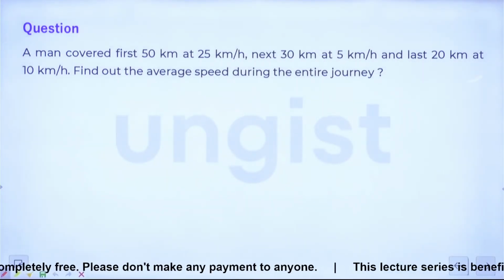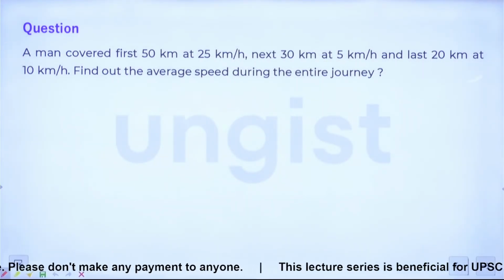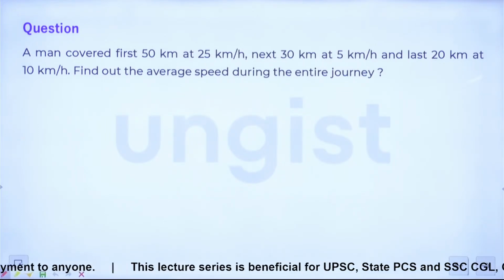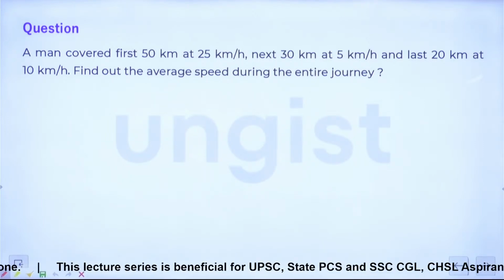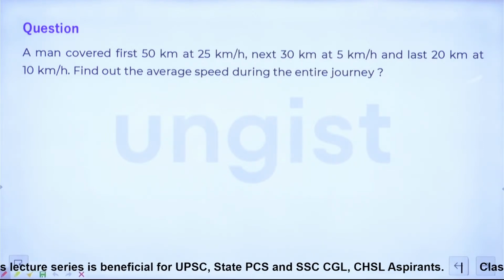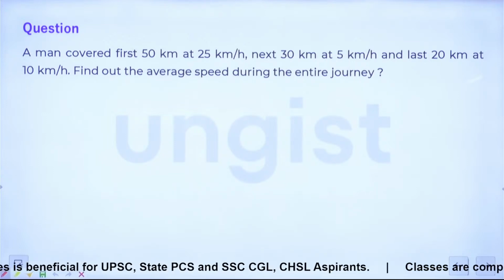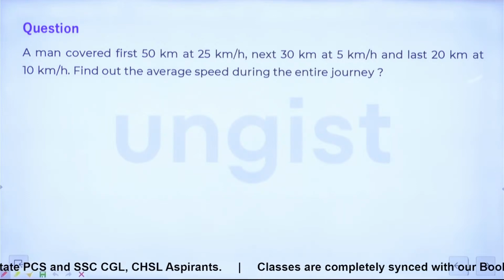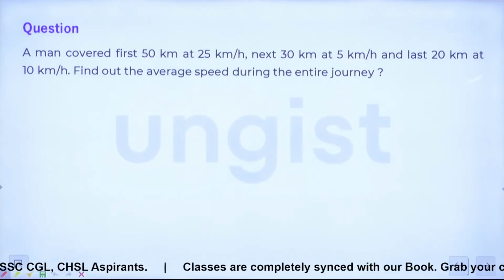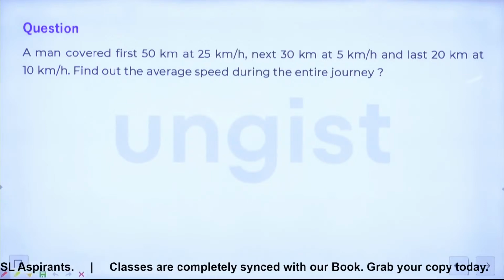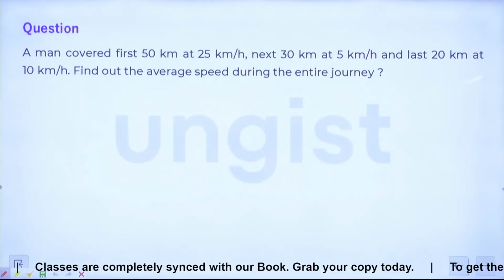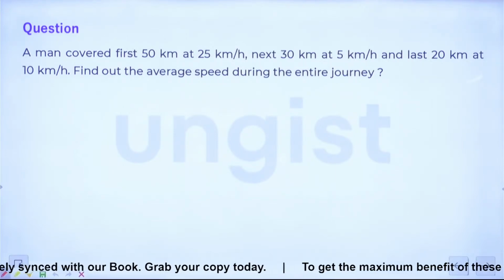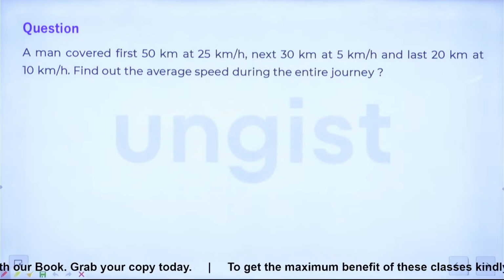The question is saying a man covered first 50 kilometers at the rate of 25 kilometers per hour, right? After that, next 30 kilometers at the speed of 5 kilometers per hour, and last 20 kilometers at the rate of 10 kilometers per hour. The question is, we need to find the average speed for the entire distance. Correct, guys? We need to find the average speed for the entire distance. Okay?